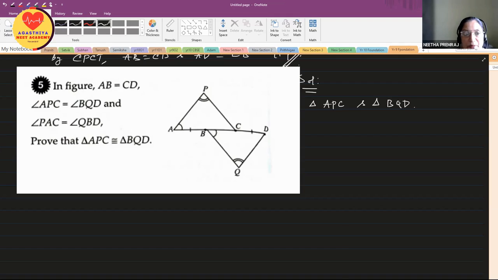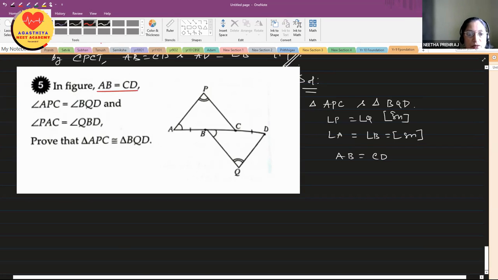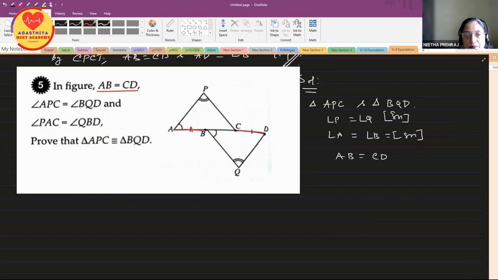So in the sum itself, it is given, I write straight away, angle P is equal to angle Q. It is given in the sum, isn't it? Similarly, angle A is equal to angle B. That is also given in the sum. Then AB is equal to CD. This measure is equal to this measure. It is given in the sum.